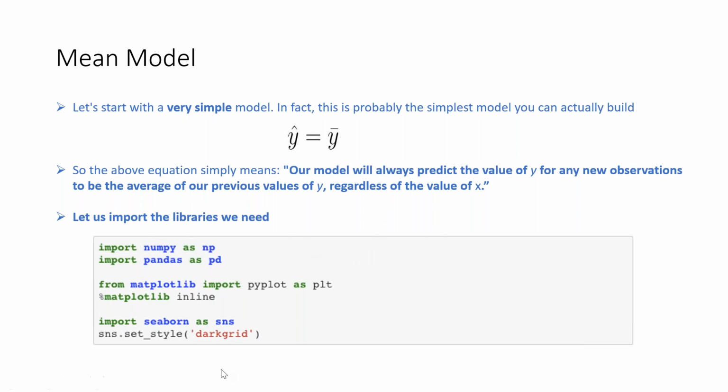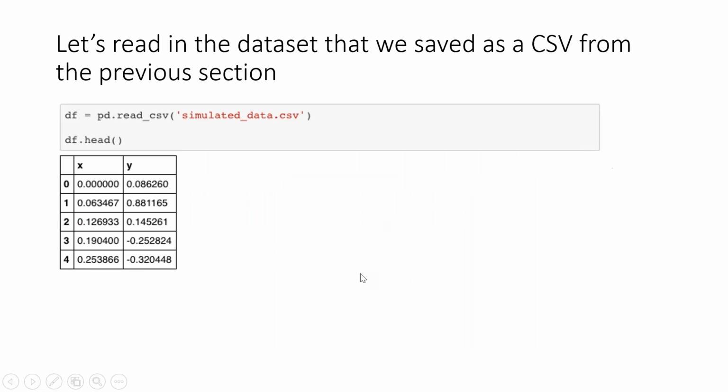Okay, so we are ready with importing all libraries. So what we will do, we'll build a mean model first. For this, no need of an algorithm also. What is that mathematical expression? It is y hat equal to y bar. We can write our own code for this. It's not an issue. So the above equation simply means our model will always predict the value of y for any new observation to be the average of our previous values of y, regardless of the value of x. So that is the mean model we are going to build and plot.